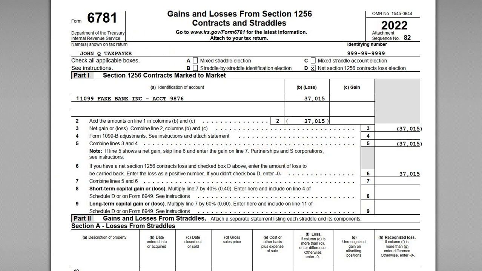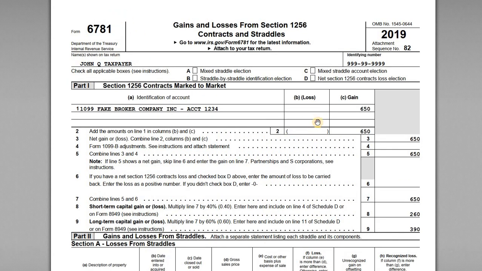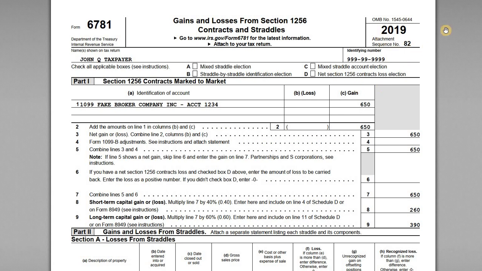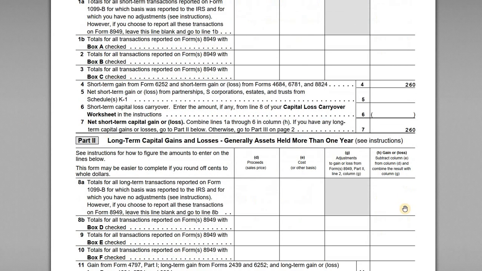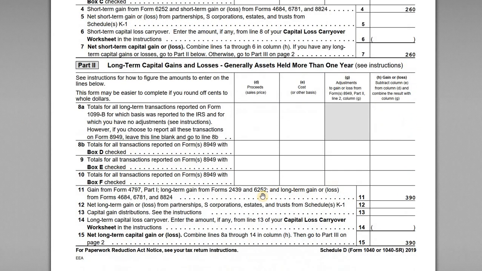Okay, so let's first have a look at his 2019 6781. So this is John's 6781 from the 2019 tax year, and this is the original filing. So we can see again here, he's reported gains from his brokerage company, $650. There's the 40-60 split, so $260 was taxed as short-term capital gain, $390 was taxed as long-term, and then those amounts flowed up to his Schedule D, right? So we have his Schedule D here, there's the 260, and there's the 390.